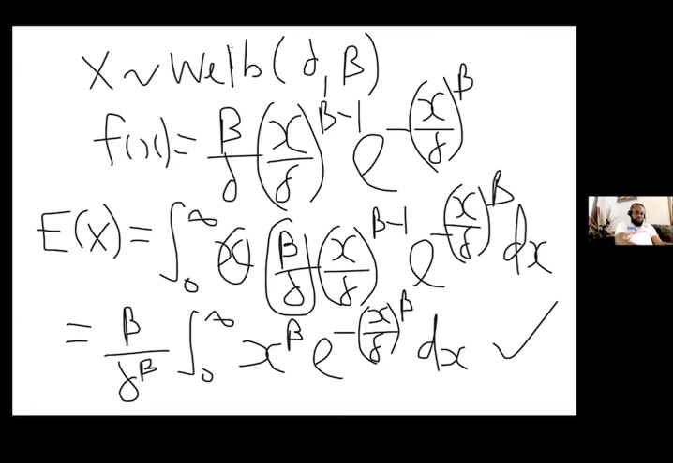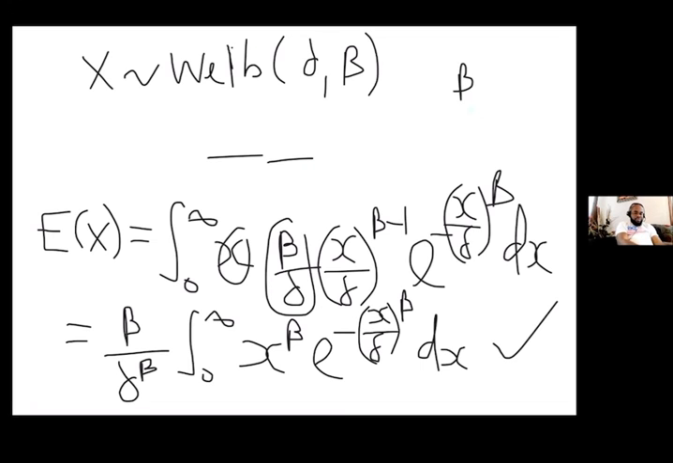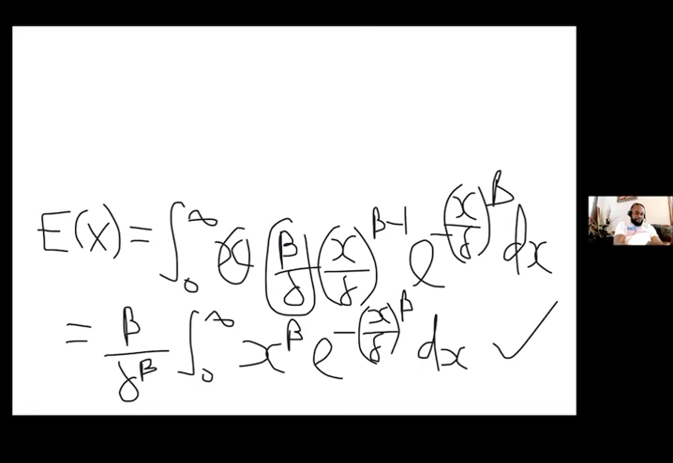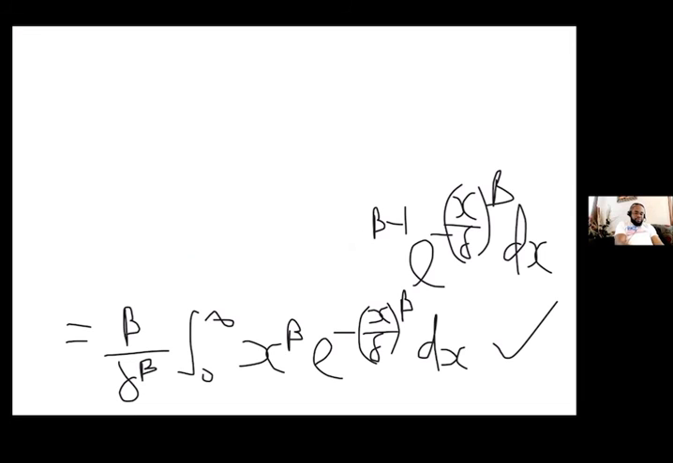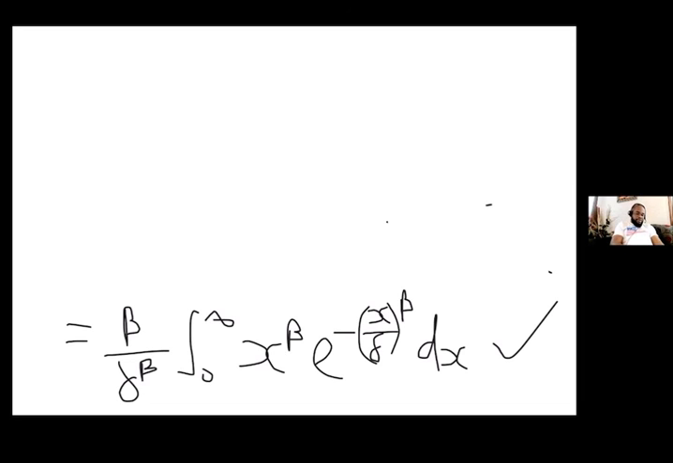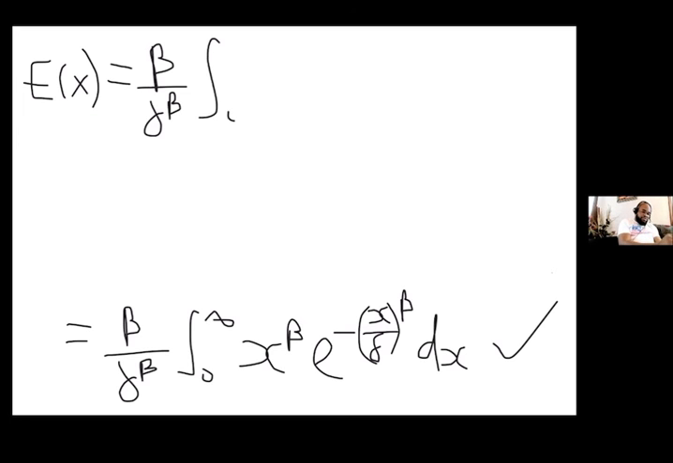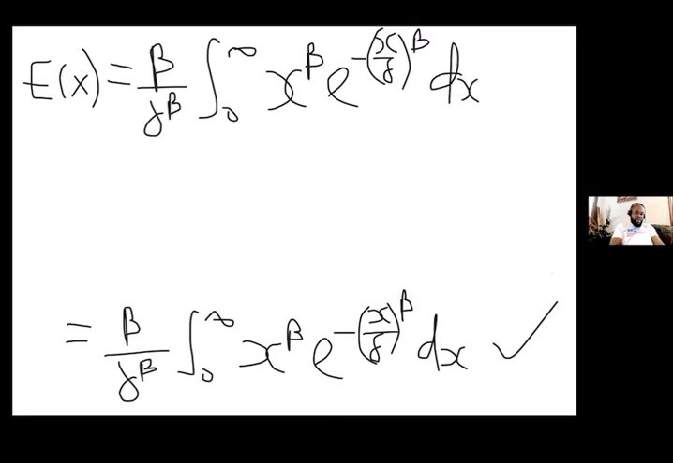Now I need more room. Okay, so I'm going to write expected value of x. What we have right now is just this: integral from 0 to infinity of x raised to the power beta, exponential raised to the power minus x over theta, raised to the power beta, dx. That's what we have right now.